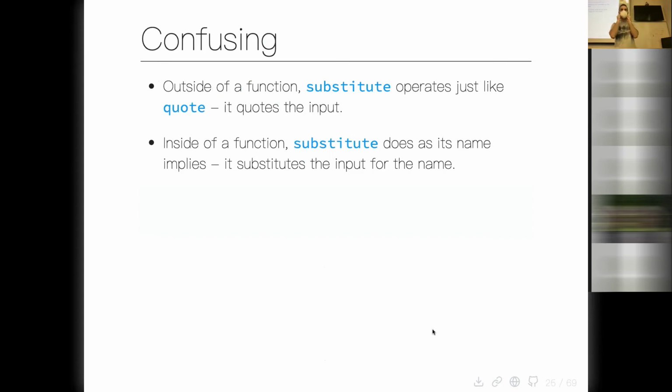So confusingly though, substitute, this is base R, right? Substitute operates just like quote. It quotes the input if you're using it outside of a function. So substitute works differently depending on whether you're using it inside a function or outside a function. If you're using it inside a function, it does exactly what we just saw. Takes the input and substitutes in whatever the input is. If you're using it outside of a function, it's just going to quote that input that you give it.